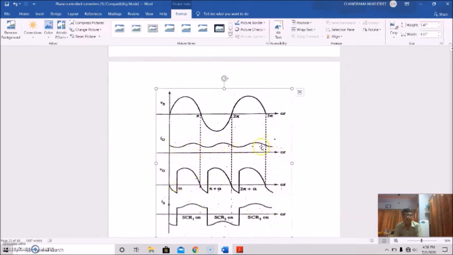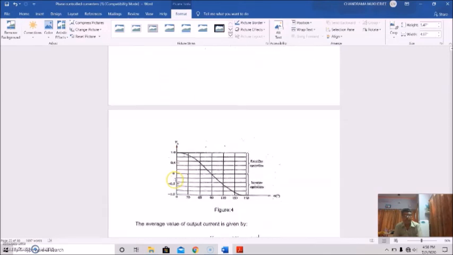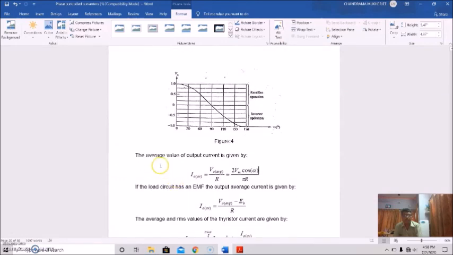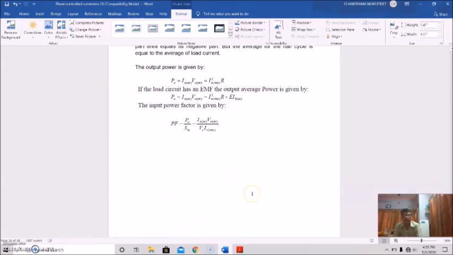This is not continuous, but this is not constant. The magnitude is varying due to these portions of the inductive load. Due to the presence of this back EMF, not back EMF, that's actually an EMF, the load EMF at the output.